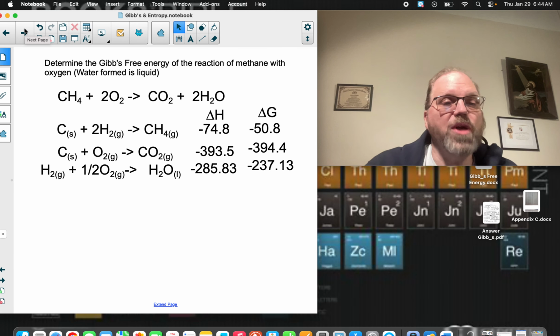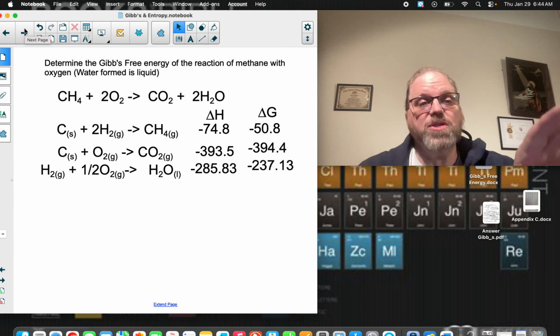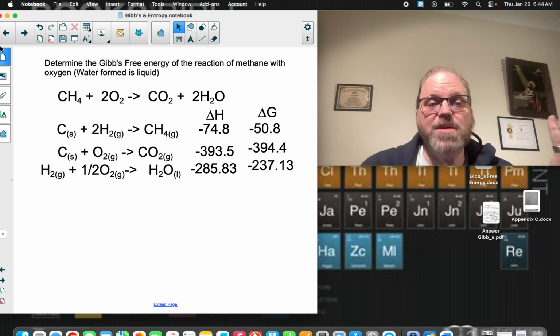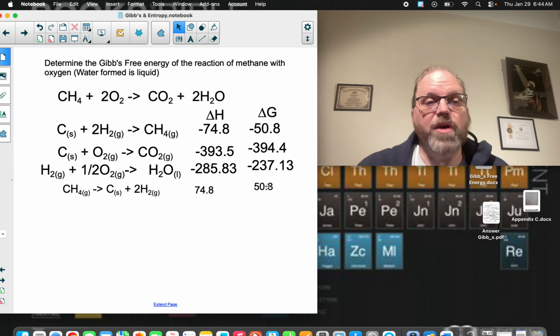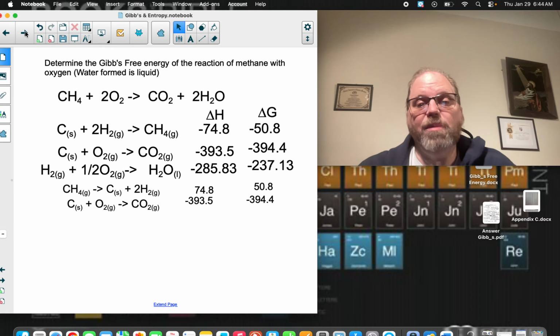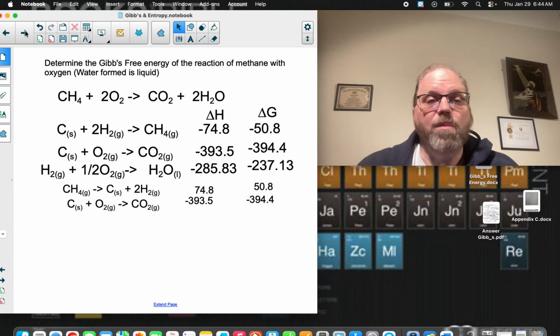All right. So what we're going to do is do the Hess. First one, the reaction's flipped. So the value is going to be 74.8 and 50.8 because it's flipped. It's no longer negative. And we don't have to multiply by 2. We just leave it as is. Carbon dioxide can be dropped down. It's on the same side, not multiplied by anything. So the value is negative 393.5 and negative 394.4.